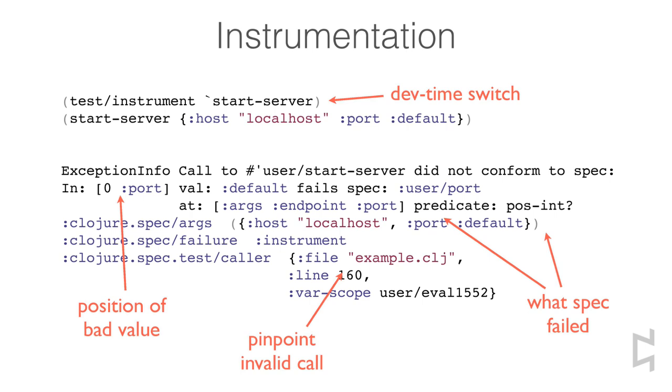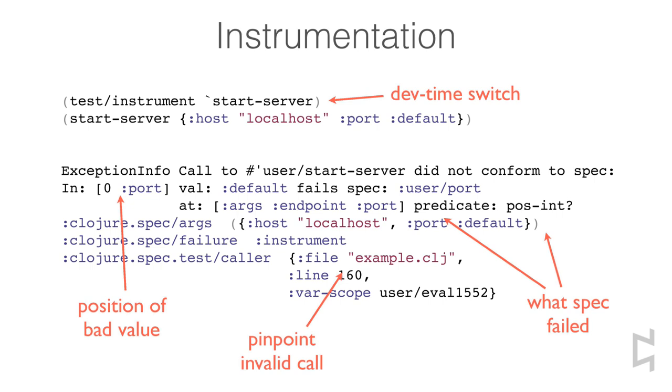I'm then going to call it with host localhost and port default. I thought that was a good way to call it. Turns out I'm wrong. I'm not supposed to say port default. I'm supposed to say port followed by a number. And then I'm going to get back an extremely verbose but precise pointer to what went wrong.